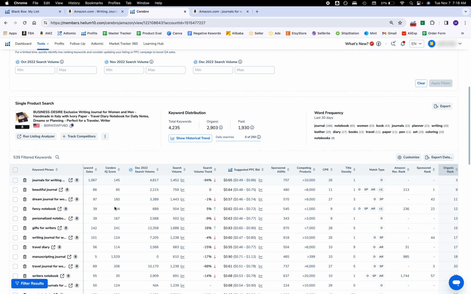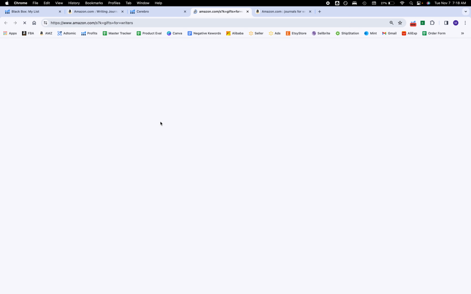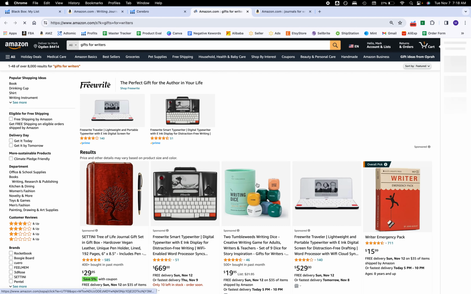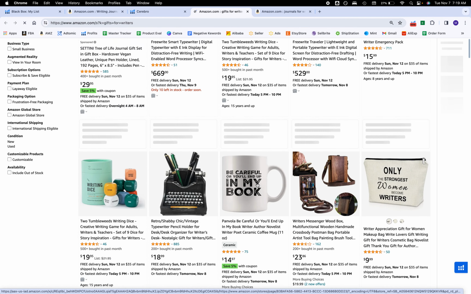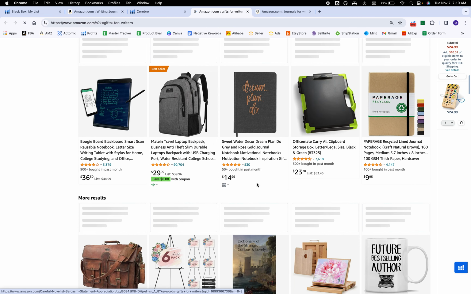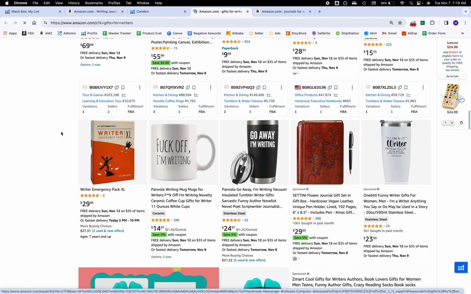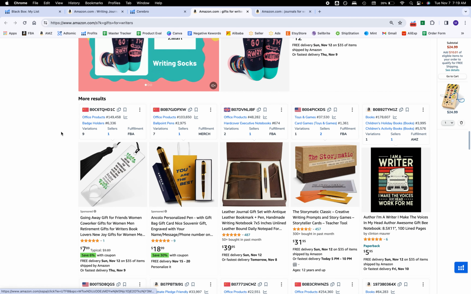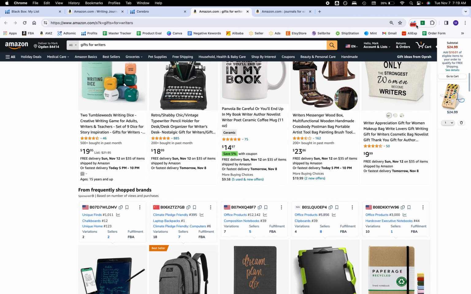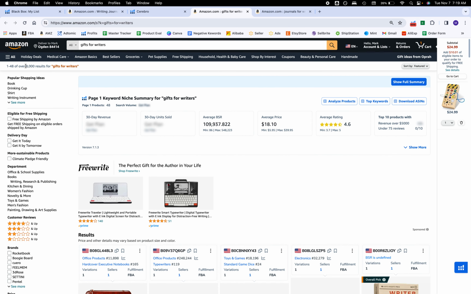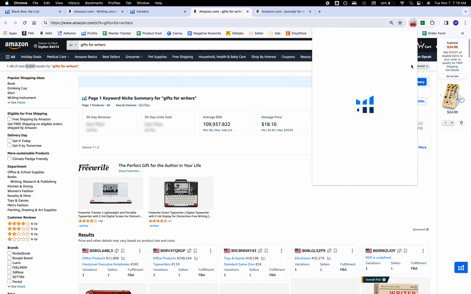So maybe we go to the gifts for writers area here. Now this is one where you're competing with other similar products, so it's a little bit more broad, but sometimes that's better because you're not competing exactly with the journals. That's a really cool one right here. So now let's see, what does this market look like? 8,000 results, just as a quick and dirty understanding of the size.